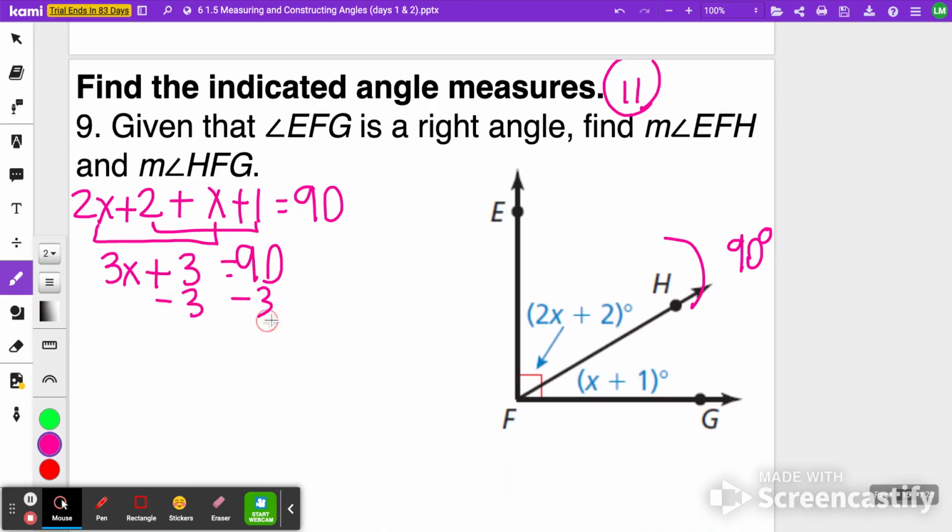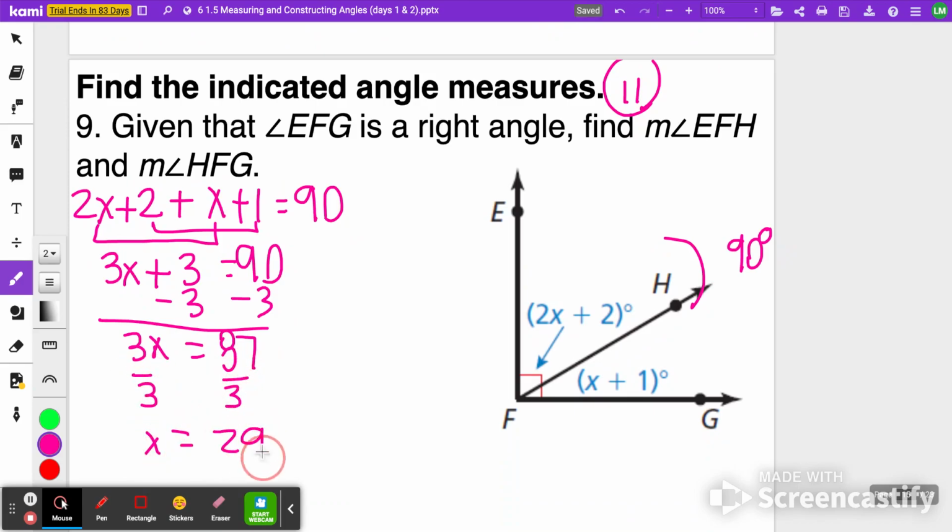Subtract 3 from both sides. We have 3x equals 87. Then we're going to take that 87 and divide by 3 to find out what x is equal to. x is equal to 29, so now we're ready to plug it in to find the rest of our angles.